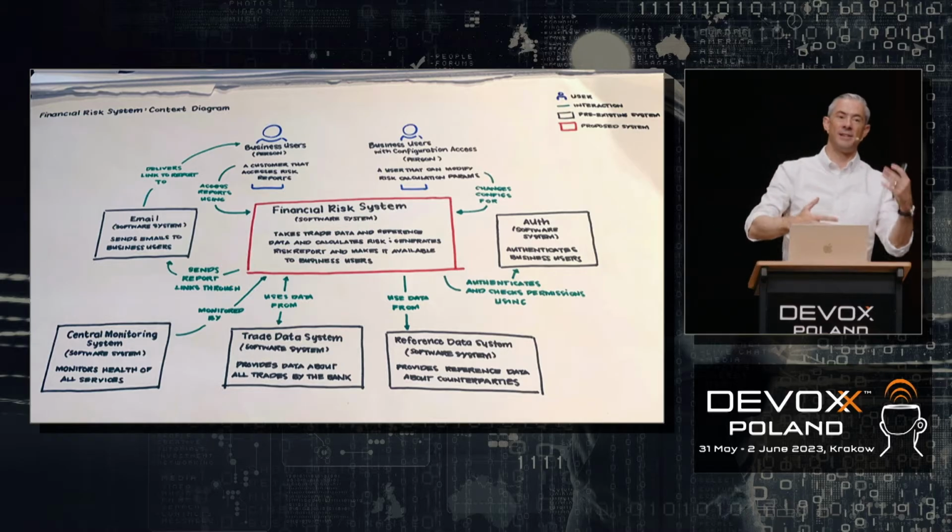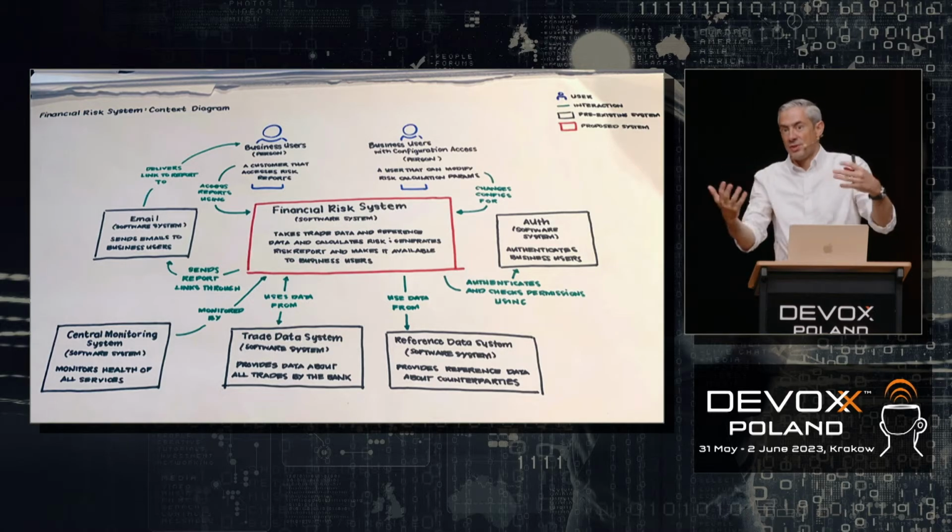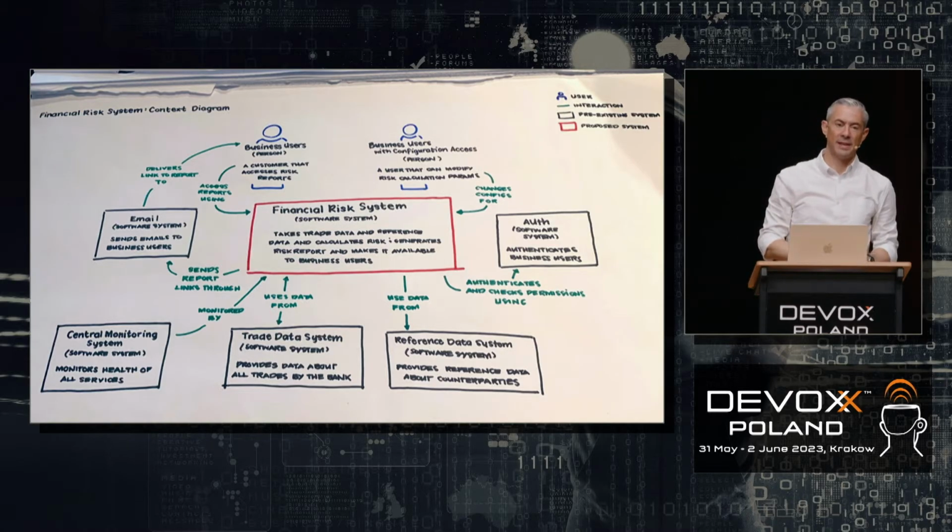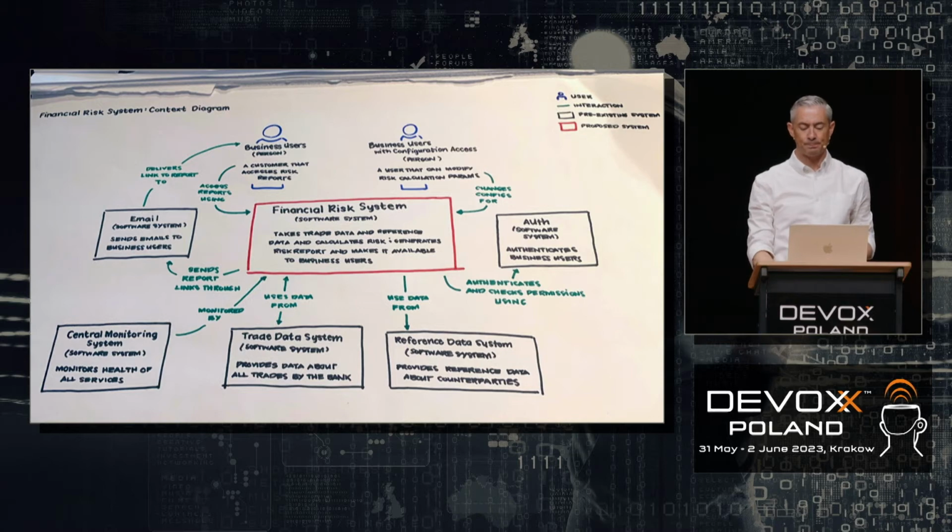They have correctly identified a couple of the different types of users in terms of roles here, and they've correctly identified some of these system integration points. So that's an example system context diagram.